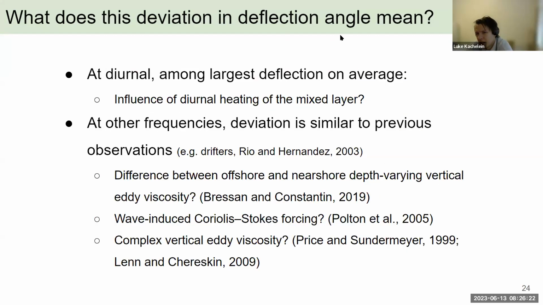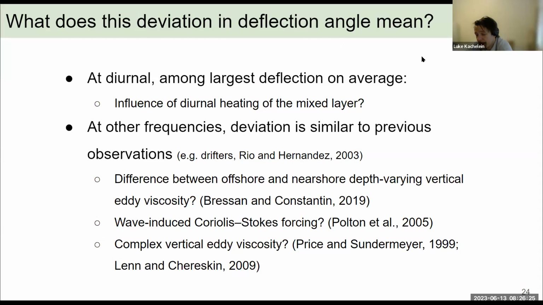So I guess, what does this deviation in deflection angle mean, both at the diurnal as well as at all frequencies? Well, the diurnal, which has some of the largest deflection on average, is the influence of diurnal heating in the mixed layer, because there's a strong diurnal cycle in there, and that doesn't really exist at the other frequencies we're looking at. So that makes the diurnal unique among all these frequencies. But at the other frequencies, as well as the diurnal, the deviation is similar to previous observations, from drifters, for example. Is it because the difference between offshore and nearshore depth varies the vertical eddy viscosity? Maybe.